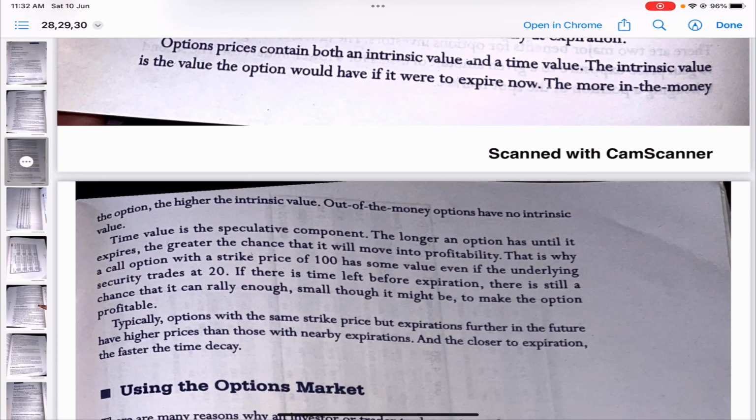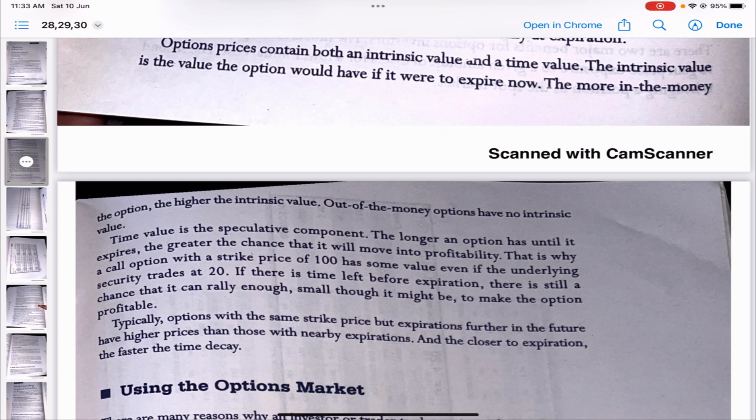Okay. So the option prices contain an intrinsic value. What is an intrinsic value? Their intrinsic value and the time value. We have been discussing so far that the option, as it gets close to its expiration day, loses its value. That value, which is based on the time, is known as the time value. Now what is the intrinsic value? The intrinsic value is the value the option would have if it were to expire now. So that is its intrinsic value, which is always there, right?